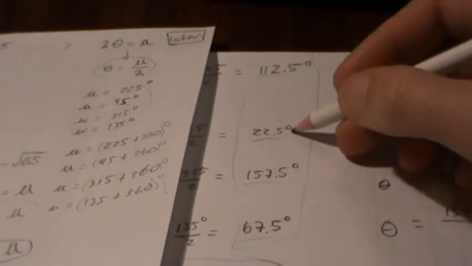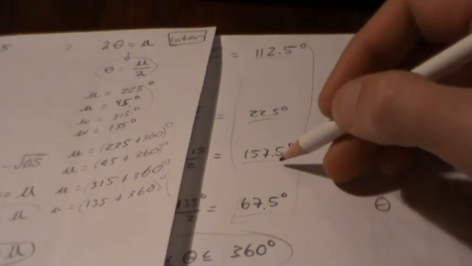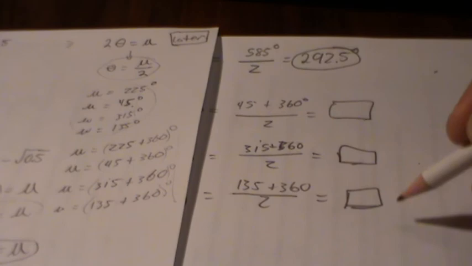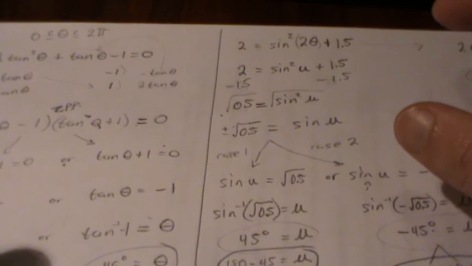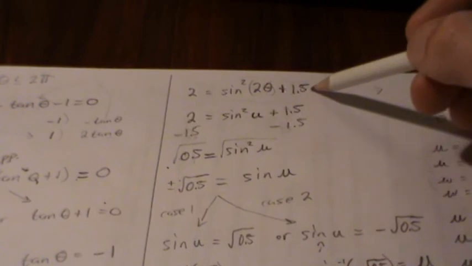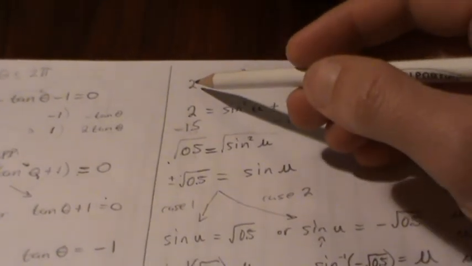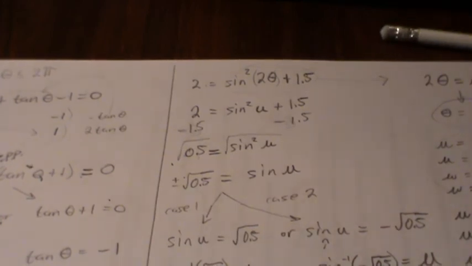And so these are all of the solutions to theta: 112.5, 22.5, 157.5, and so forth, and then these as well. And go ahead and check, actually, by plugging these 8 angles into the original equation. When you plug them in, you're actually going to get 2. Okay? So, that's trigonometric equations.